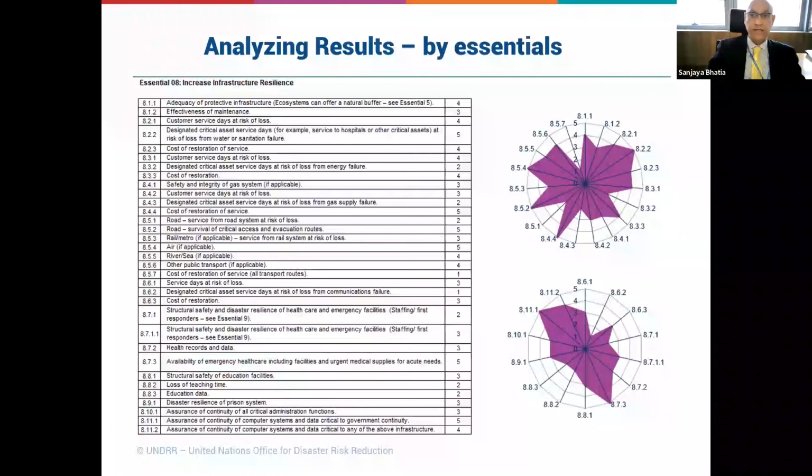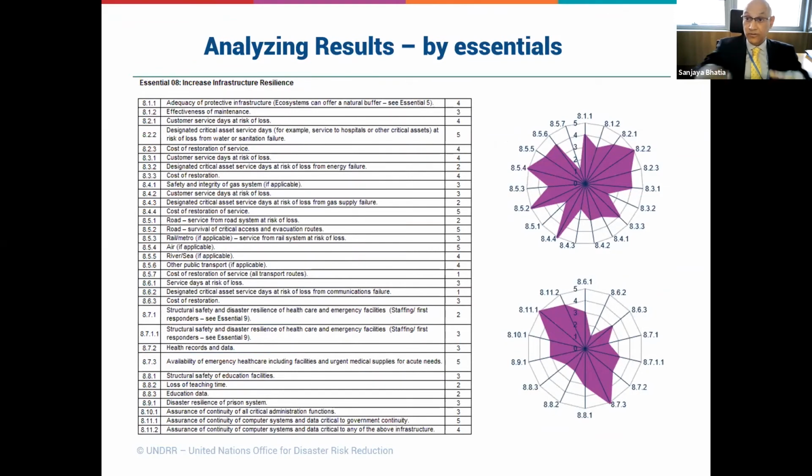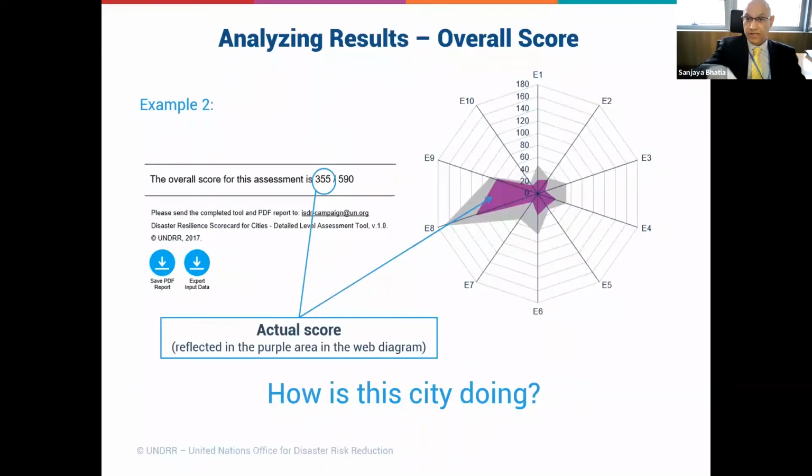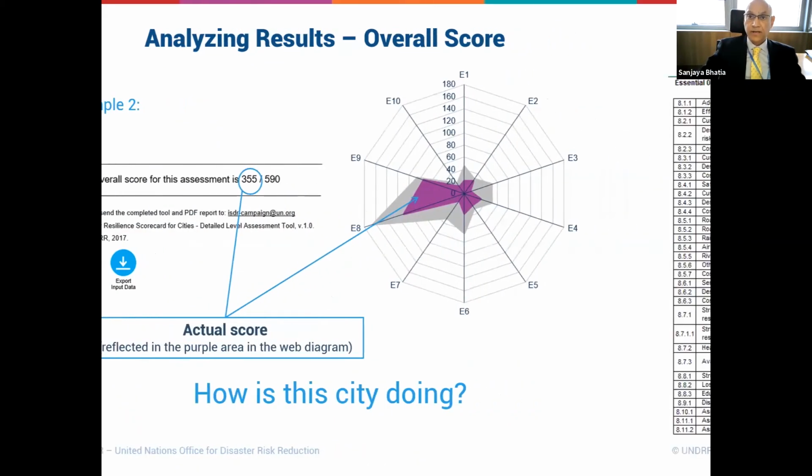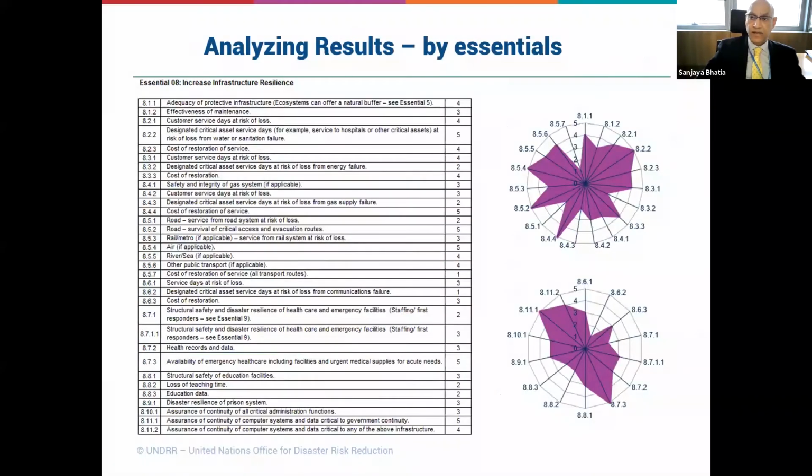So this is again a hypothetical example looking at essential 8, which is infrastructure resilience. And here again, you can go into more depth. So this is overall, and here we saw that 8 is not so bad. But here you look into more depth into 8, and you see that 8.5.7, which is cost of restoration of services of transport routes, is weak. So that needs improvement. 8.4.3, which is gas supply failures, is again weak. So that's an area which needs improvement.